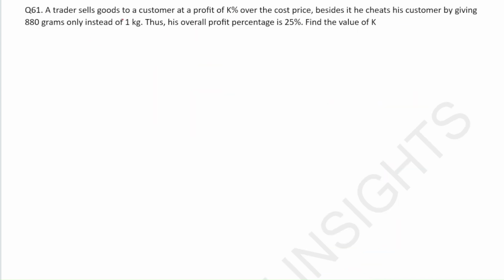A trader sells goods to a customer at a profit of K% over the cost price. Besides it, he cheats his customer by giving 880 grams only instead of 1 kg. Thus, his overall profit percentage is 25%. We have to find the value of K.